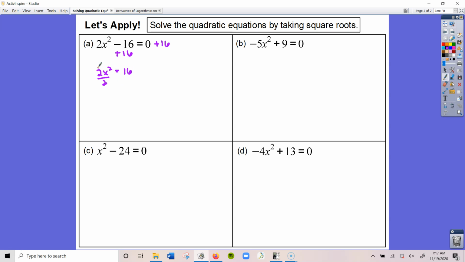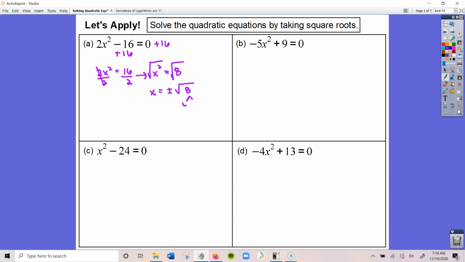Then I would divide by 2. And I get x squared is equal to 8. Your last step is to square root both sides. So x is equal to plus or minus the square root of 8. But remember, we ended up with a square root, so we want to see if we can simplify this.